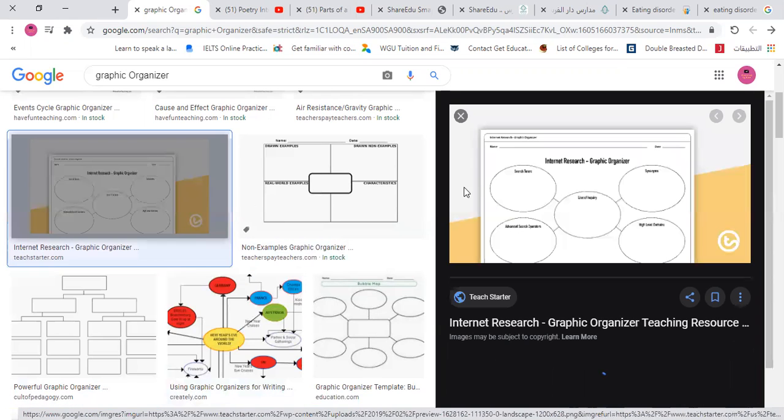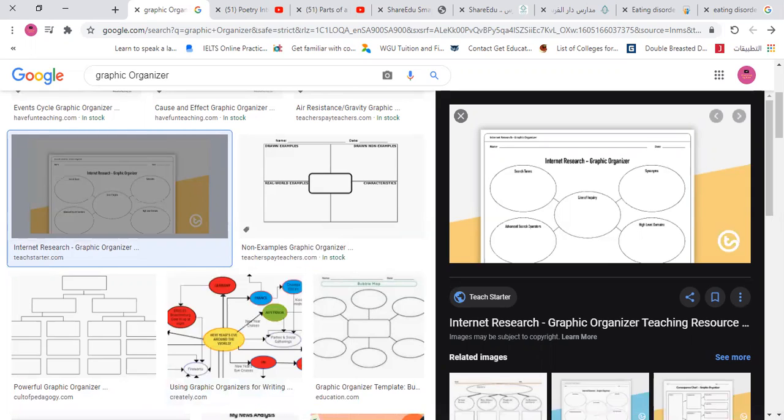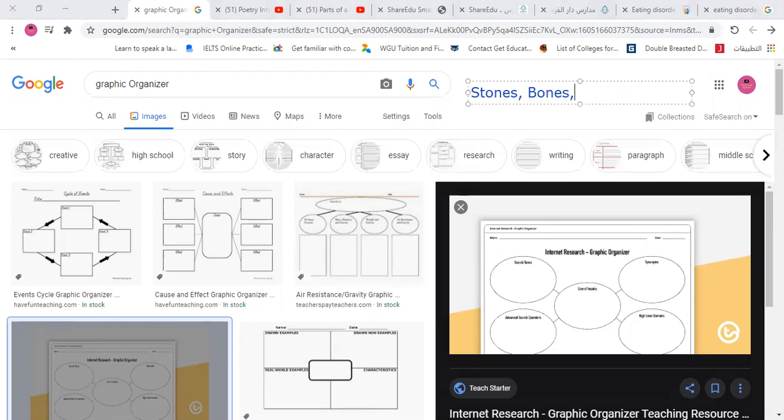But why do I use it in the first place? I use it to divide the information in a big text. For example, I have a long, long passage, like the one that we have in the story, Stones, Bones, and Petroglyphs. Okay? In this story, we have more than 15 pages.